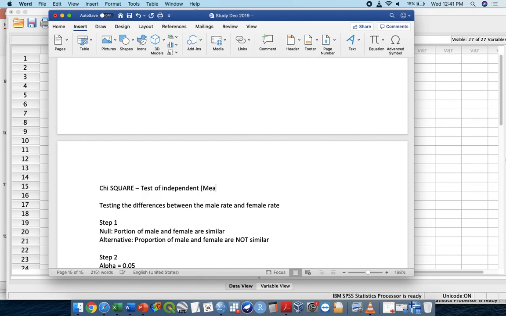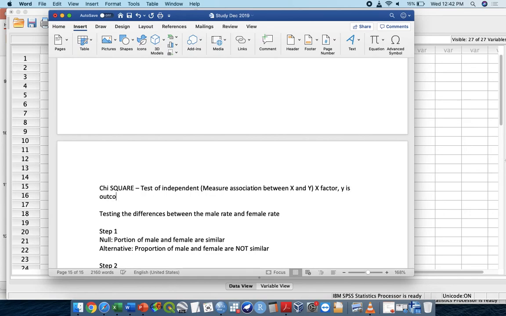So it's actually measuring the association between x and y. What is your x? X is the factor, and y is the outcome. Our x and y must be categorical. Make sure you have done that. It's no longer testing the differences, but is testing the association, or sometimes they call it the relationship.